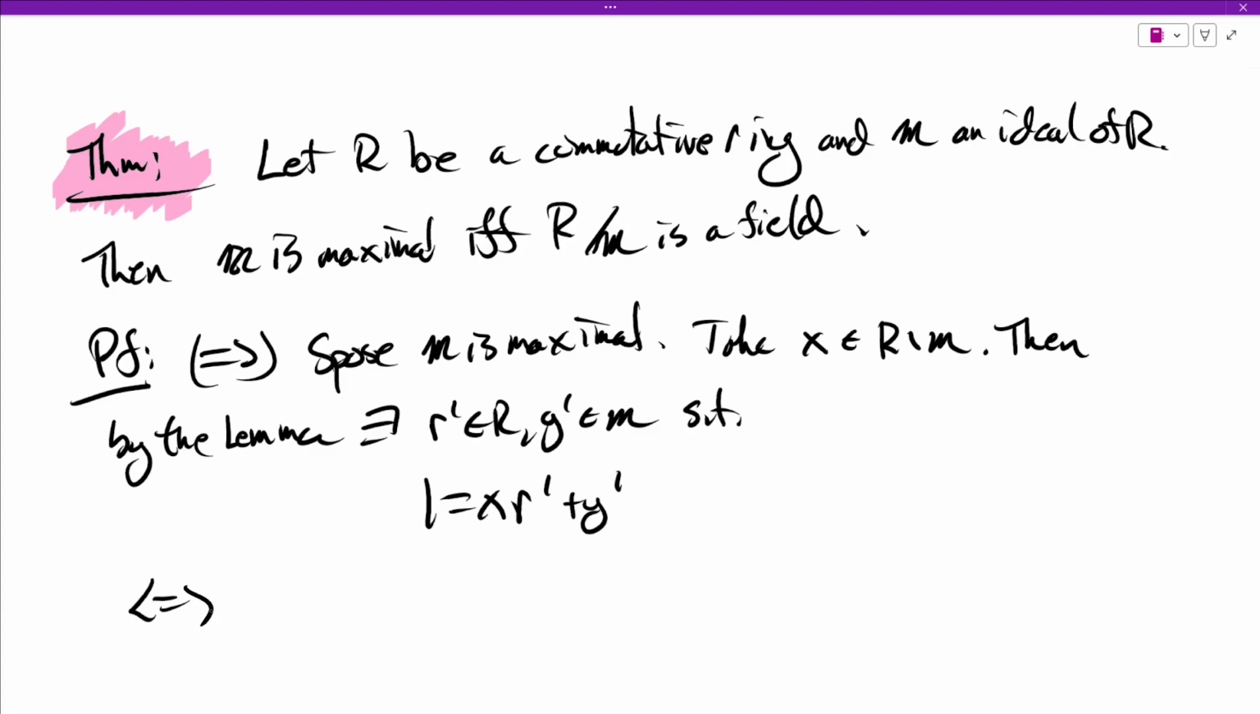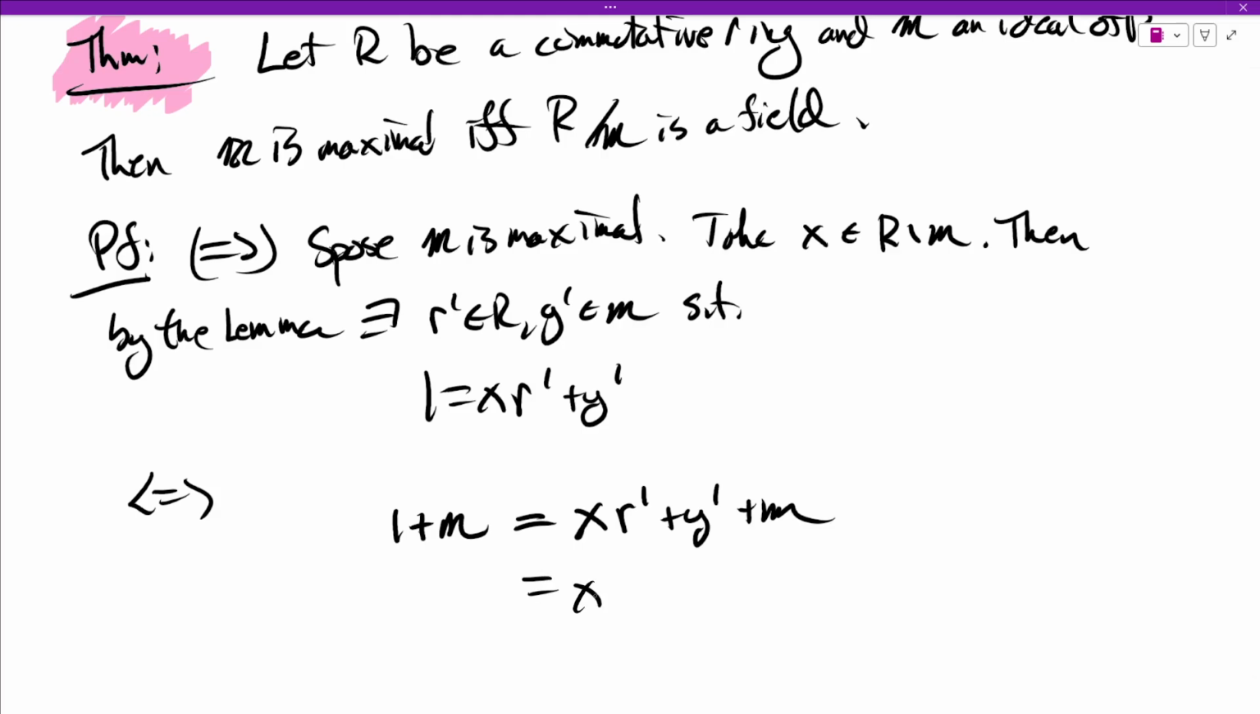Or equivalently, 1 plus M, the coset that corresponds to 1, is xr' plus y' plus M. But y' is in the ideal, so that sort of becomes 0. You can absorb it in. And so what this is saying is, if we were to take a non-zero element in the quotient, so some x that's not in M, so x plus M is not M, then there's a multiplicative inverse r'.